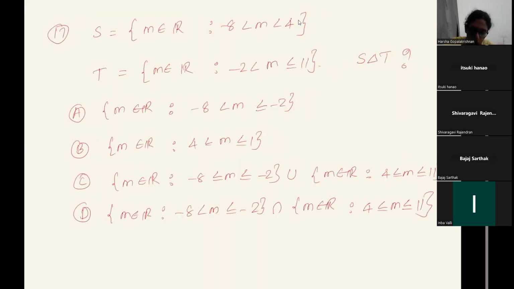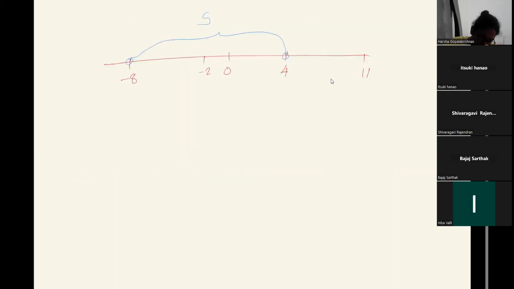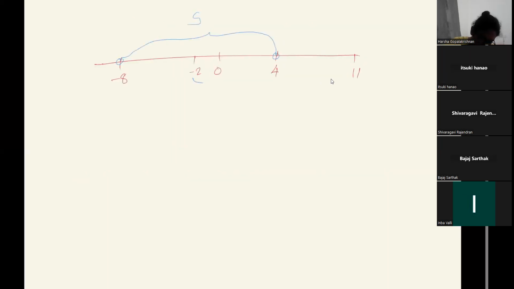Here, -2 is not included and 11 is included. So this is our set T. -2 is not included, but this 11 is included. This is our T.